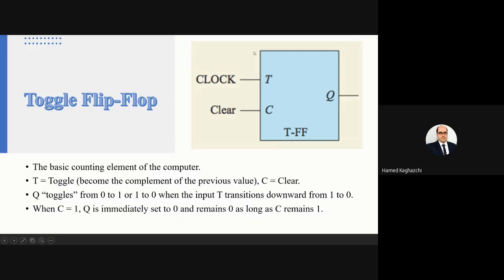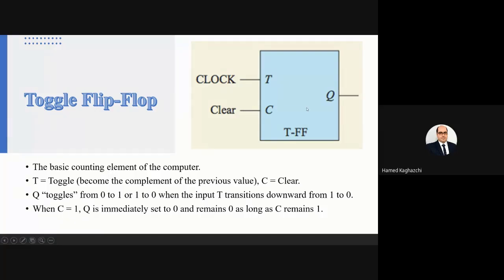As you see here in the schematic of the toggle flip-flop, we have two inputs and only one output. What is this T which is written clock? This clock is our clock digital pulse. I will show you. And this signal is the clear signal or clear input.